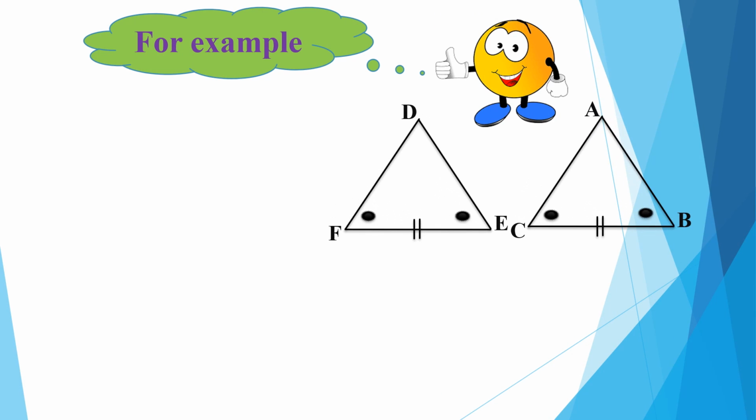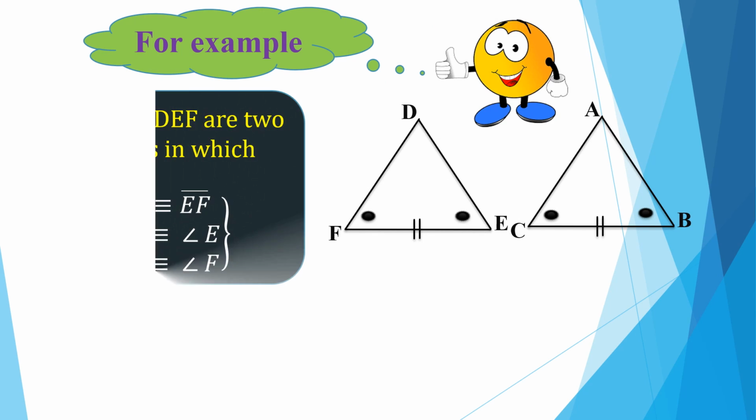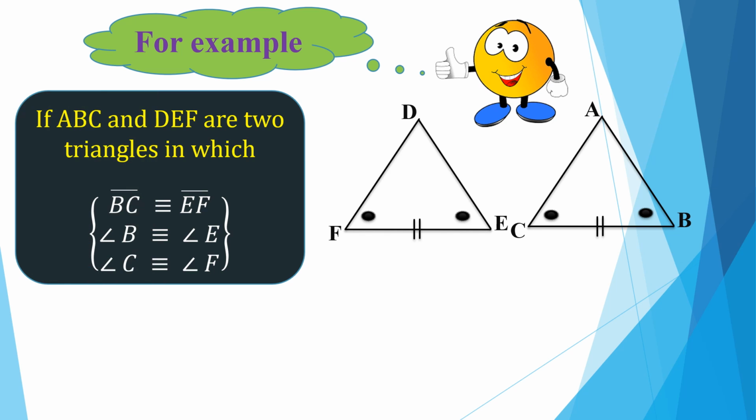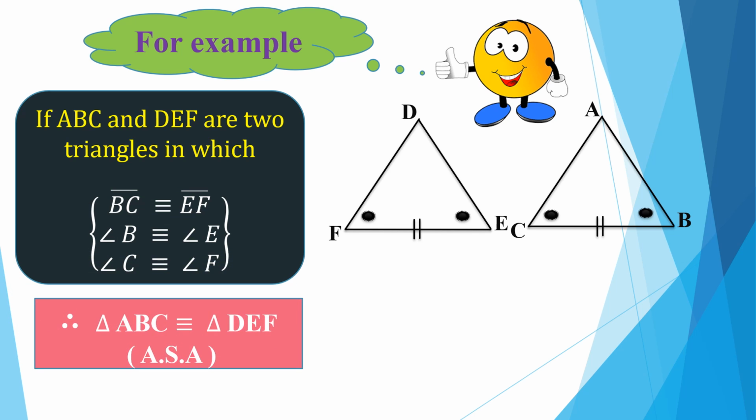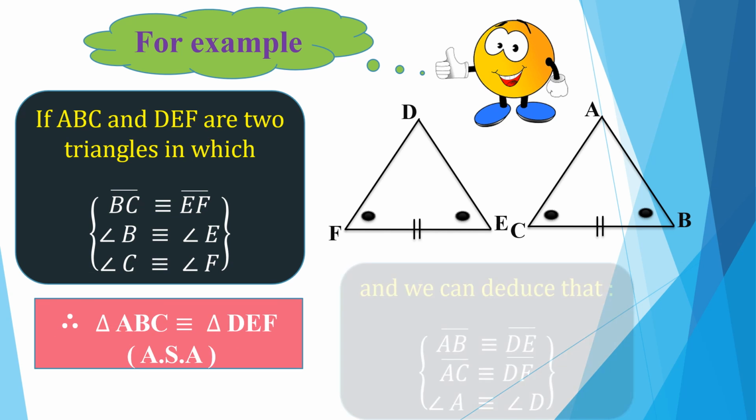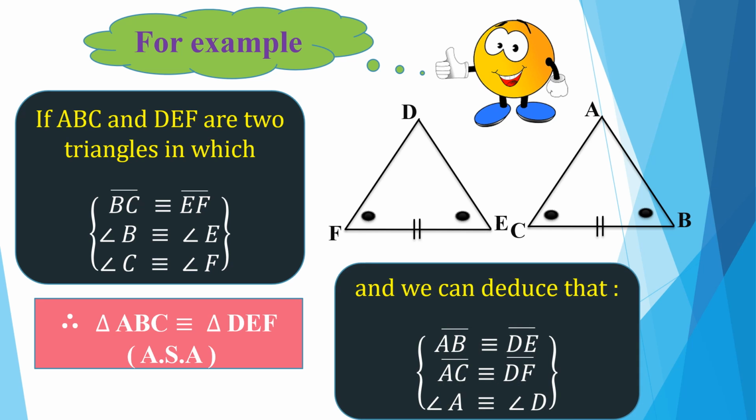For example, if the two triangles ABC and DEF are two triangles in which BC congruent with EF, angle B congruent with angle E, angle C congruent with angle F, then triangle ABC congruent with the triangle DEF as angle side angle, and we can deduce that AB congruent to DE, AC congruent with DF, angle A congruent with angle D. So I have the 6 elements.